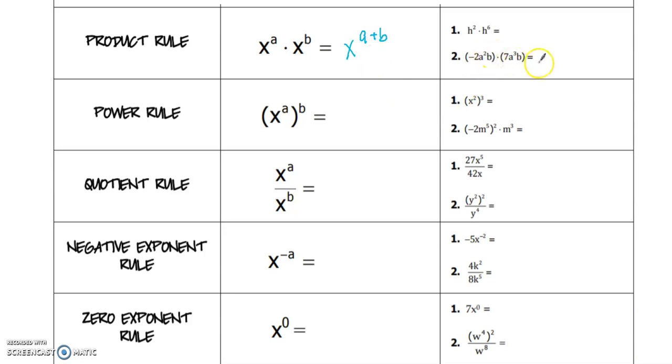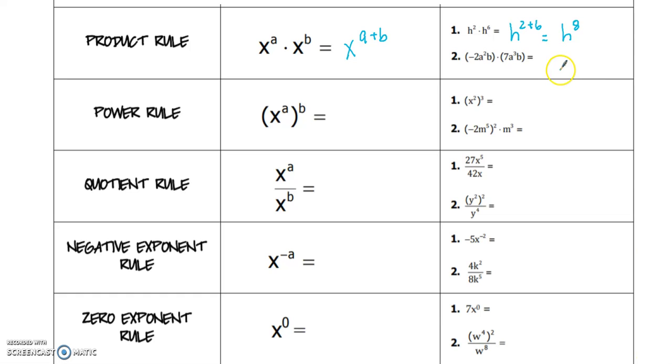So if I look at my examples, I have h to the second times h to the sixth. So my bases are both h, and it is a multiplication problem. So I'm going to add my exponents. So 2 plus 6 will give me h to the 8th power.